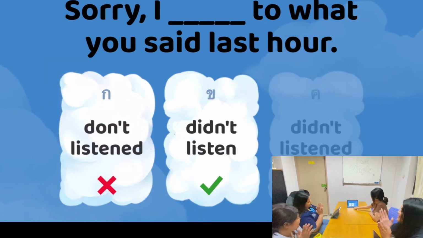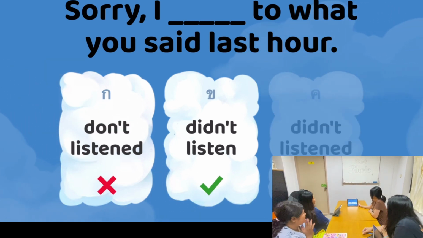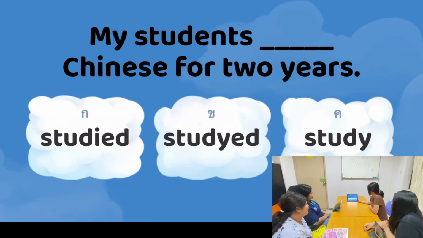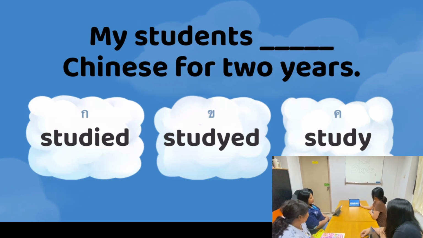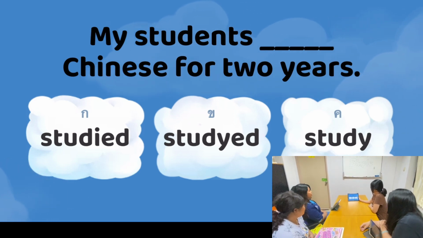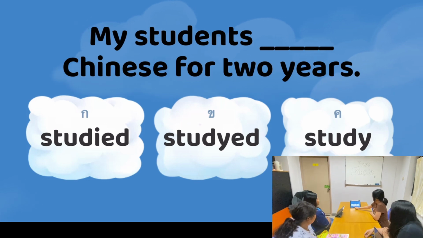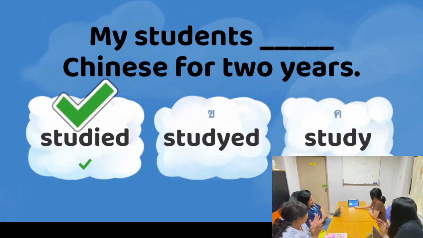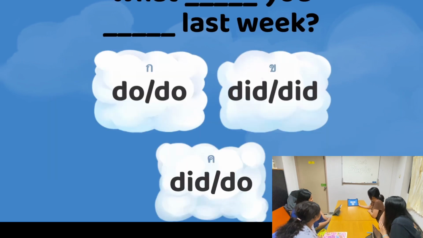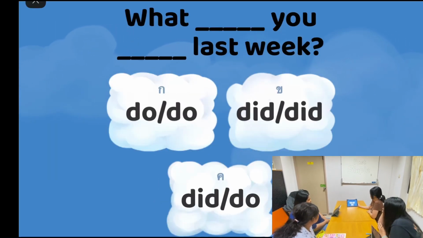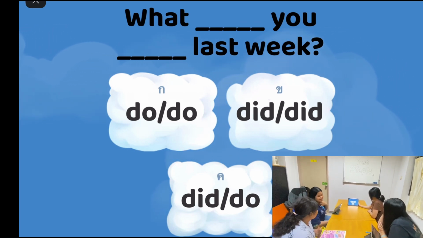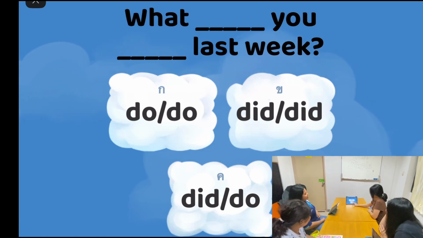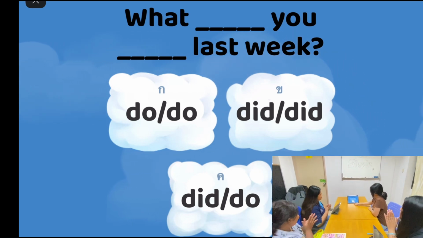Incorrect. Yay! My student learned Chinese for 2 years. You can choose the answer. I think study. A. It's correct. Yay! What did you do last week? I choose number 3. Do you think three? Yes. It's correct. Yay!